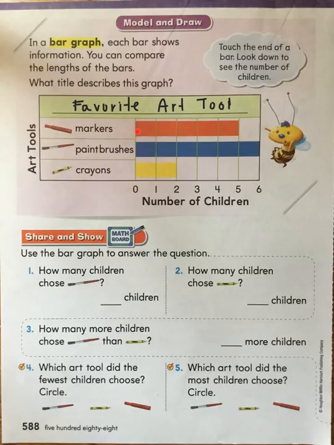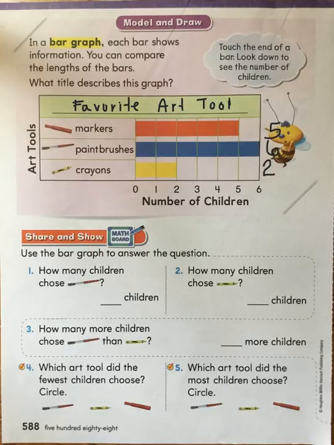For markers, we're going to follow this bar all the way till it stops. We'll go straight down, and what's our answer? 5. So I'm going to write a 5. We'll do the same thing for paintbrushes. Follow that blue bar all the way till it stops. 6. So I'll write a 6. And the last one, crayons. Follow that bar. Oh, it stopped pretty short. 2. So I'm going to write a 2.